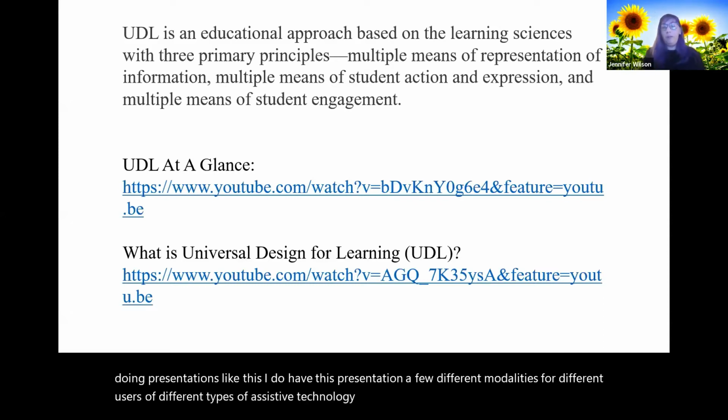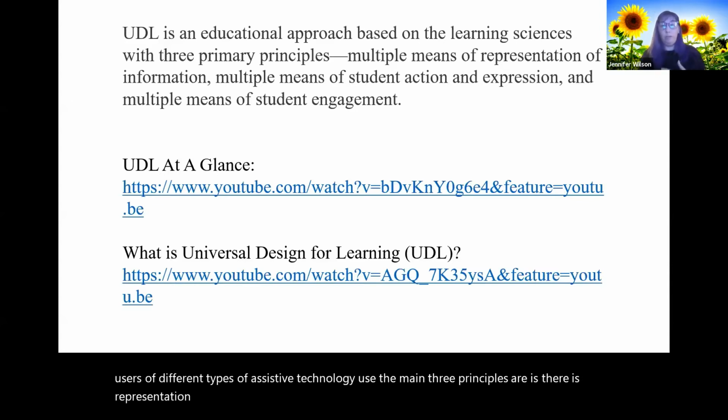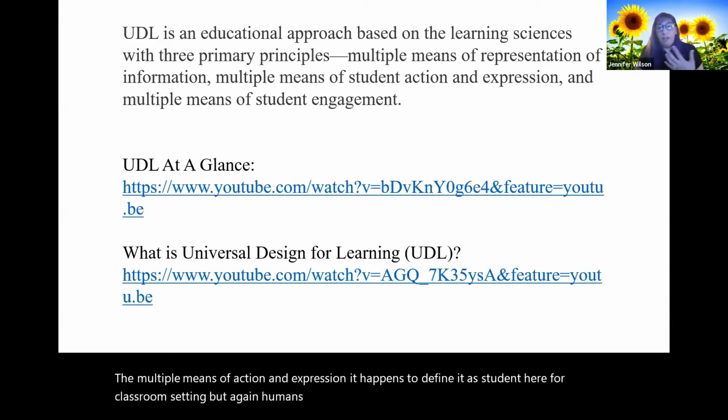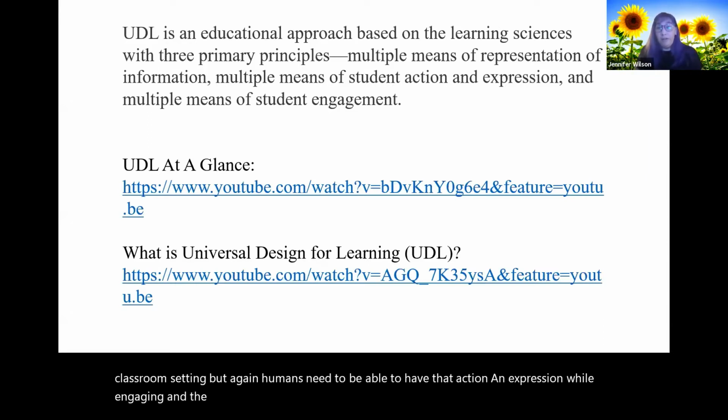The main three principles: there is representation of information, so there are multiple ways you can get the information as it's happening in real time. The multiple means of action and expression. It happens to define it as student here for a classroom setting, but again, humans need to be able to have that action and expression while engaging. And the last piece is the engagement factor.